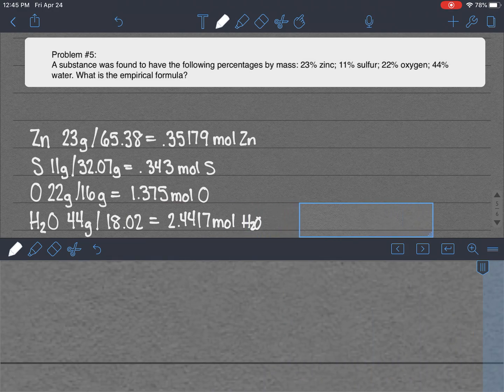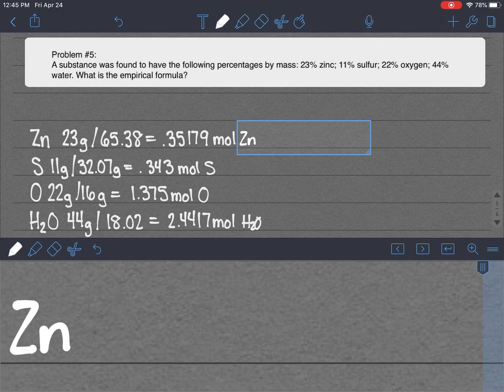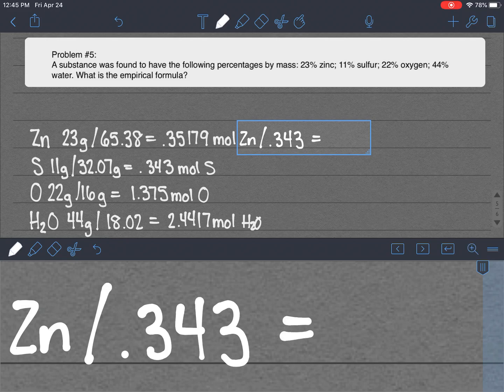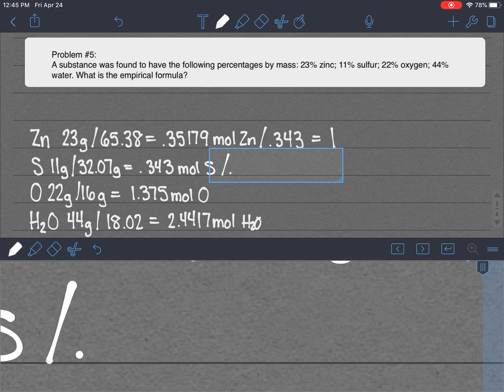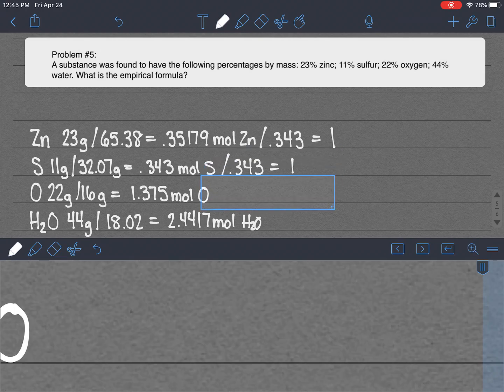Right now, the way that we have this set up, we're back in the exact same place we've been with every empirical formula calculation we've had in the past. We're going to just go through and divide by the fewest number of moles that were calculated. So in this case, we're going to divide by 0.343. The zinc is going to be close enough to 1 that we'll round that to 1. Again, we'll just divide by 0.343, and that's going to get us to a 1, obviously.